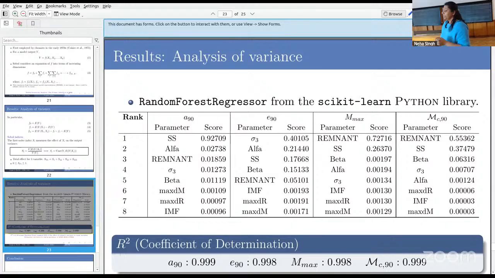So for our analysis, we chose 4 that I'm showing here. Why? A is the separation of the binary.